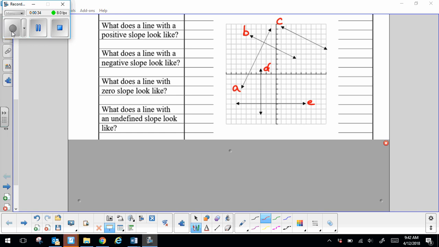So based on the different lines we have on our coordinate plane, number one says, what does a line with a positive slope look like? So any line that is going up and to the right would have a positive slope. We may not know what that actually is, but we can look at the line and know that if it's going up and to the right, like line A, that means we have a positive slope.